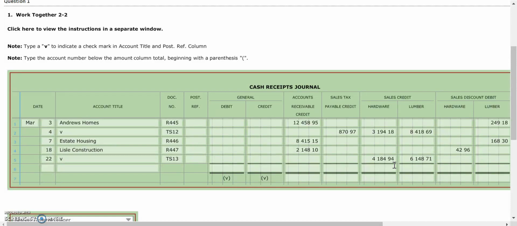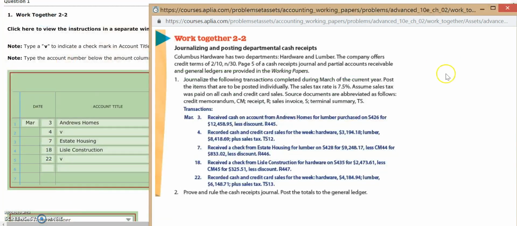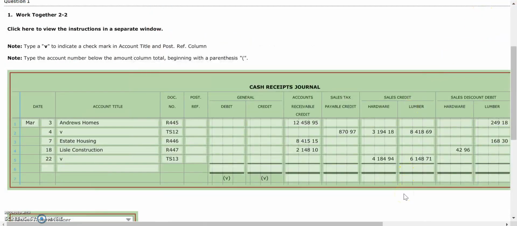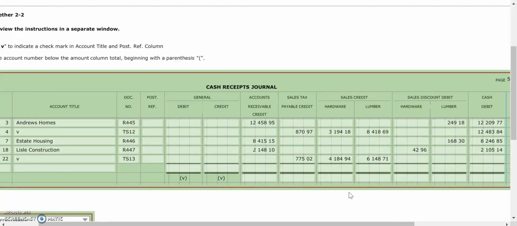And I get a total. We need to take that times 7.5% because remember our sales tax rate is 7.5%. So we take that times 0.075 and we get total sales tax of $775.02. So just like we did before, the total of these three is the amount of cash that we received for that transaction, and that's $11,108.67.